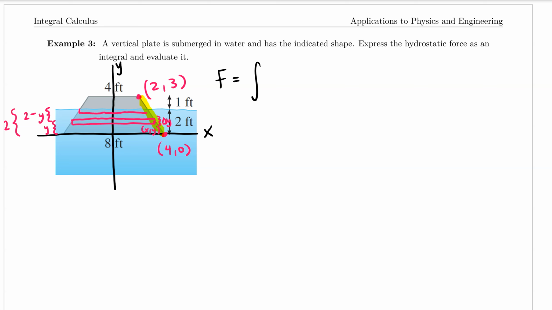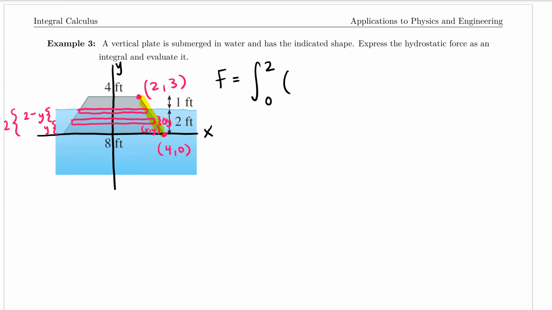So the uppermost cross-section is going to stop at y equals 2, because after that the plate is no longer submerged in the water, so there's no force being acted upon the plate by the water after 2. So my lower limit of integration is 0, and my upper limit of integration is 2.